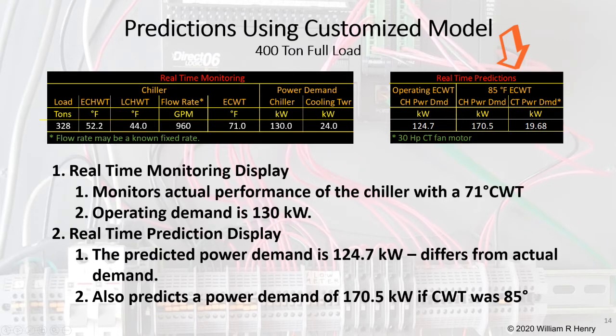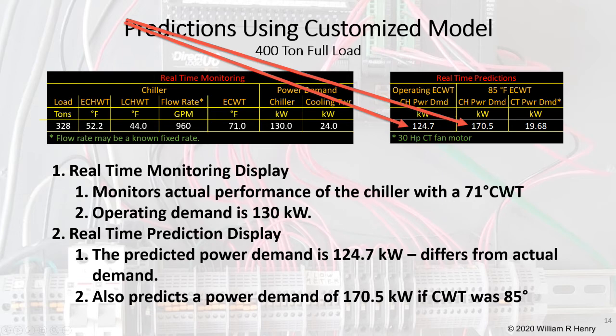This is an example of how a prediction model can display real-time results coincident with a display of monitored readings. The real-time monitoring display on the left shows the operating condenser water temperature to be 71 degrees Fahrenheit, and the actual power demand at the chiller is 130 kilowatts. On the right, the real-time prediction display predicts a power demand of only 124.7 kilowatts for the chiller. Most likely, the chiller barrels are dirty and need to be cleaned.